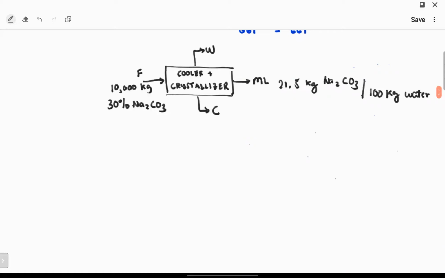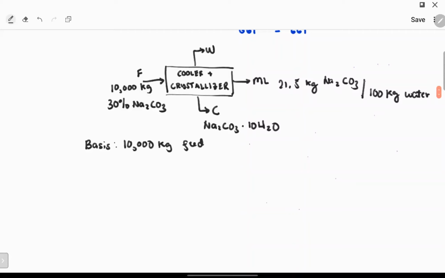Okay? Now in the crop, okay, ano ba yung identity nung sodium carbonate crystals na na-form natin? So sabi sa problem, Na2CO3 decahydrate. Tama ba? So that's decahydrate. Okay. So what should be a good basis for our calculation? Well, given naman kasi yung ating amount ni feed. So we can use that as our basis, 10,000 kilogram of feed.